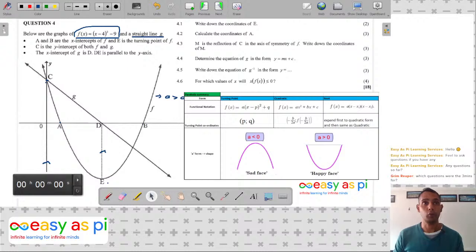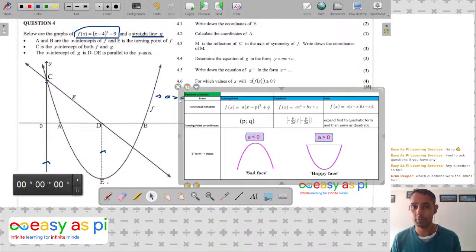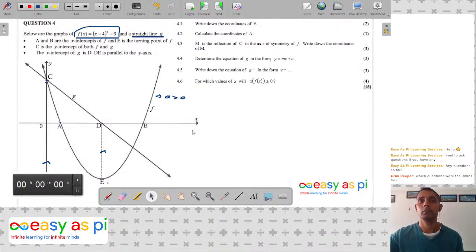All right, so we have come to the end of the time for this particular question. Okay, so I'm going to get rid of this because I don't think we need it anymore. Right. Now, if they want the coordinates of the turning point, we know that this parabola is in the turning point form. So we're just going to put down the coordinates of E.